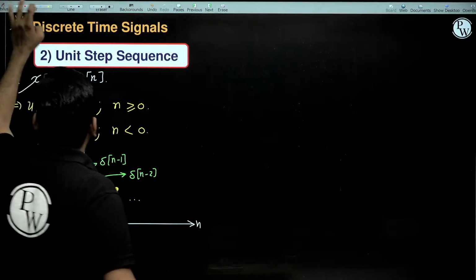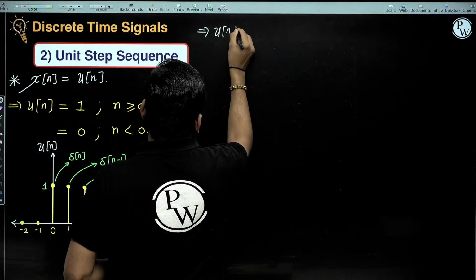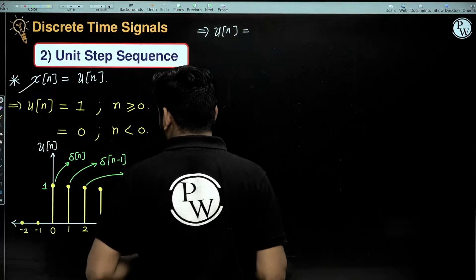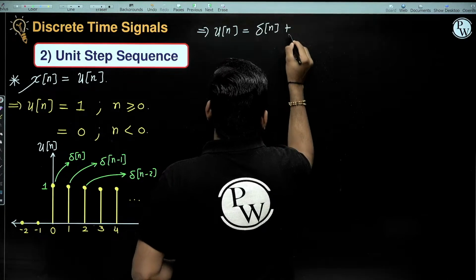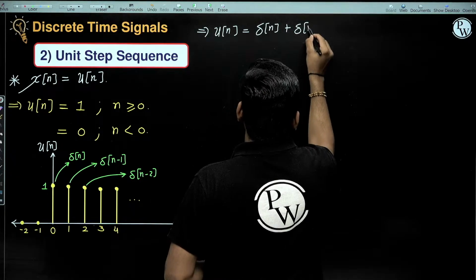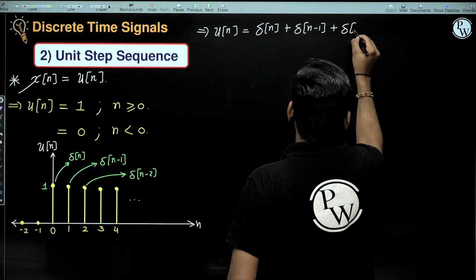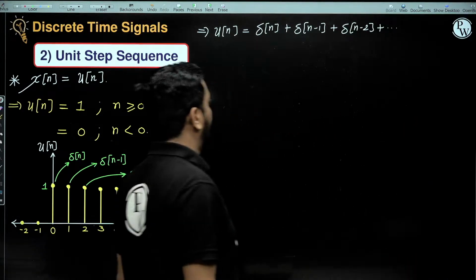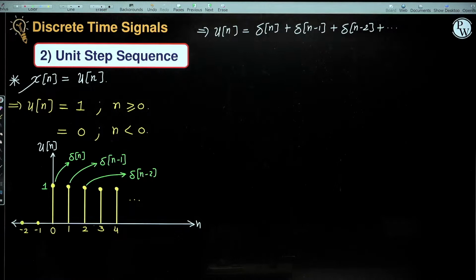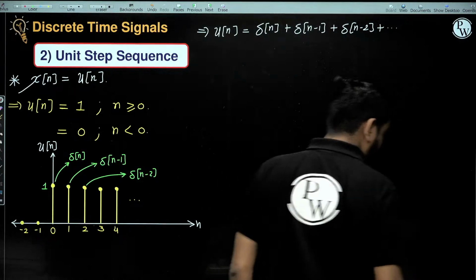So can we write like this, Q of n is the sum of different impulses like del n plus del n minus 1 plus del n minus 2 and so on. Can we write like this, del n plus del n minus 1 plus del n minus 2 plus del n minus 3 and so on, yes or no? Okay, very good.